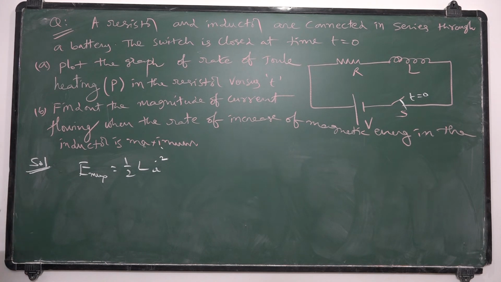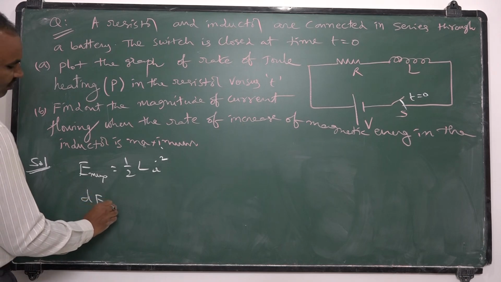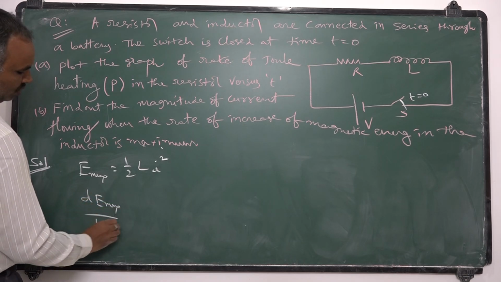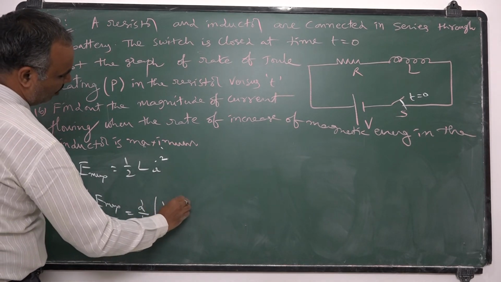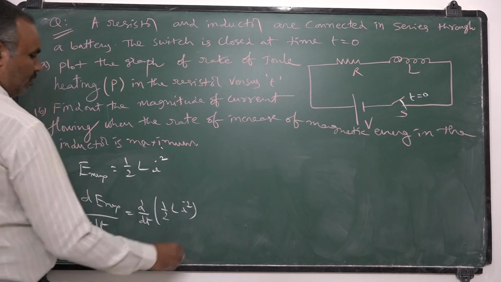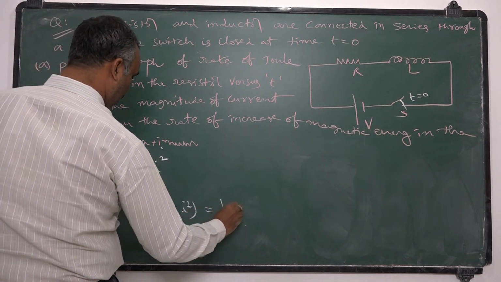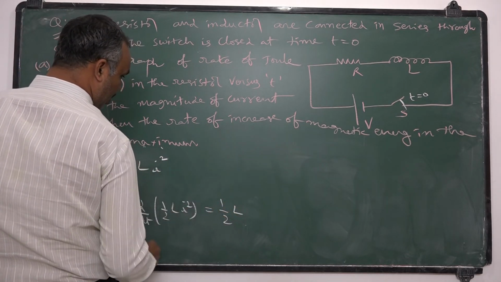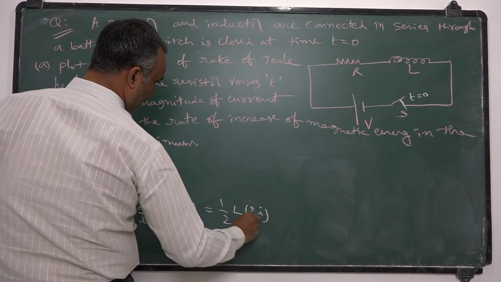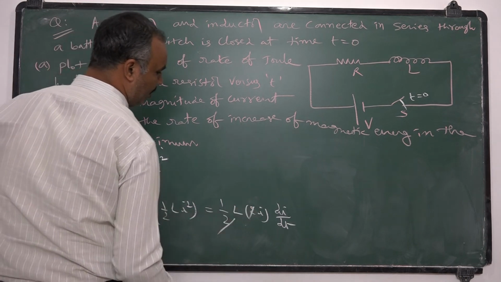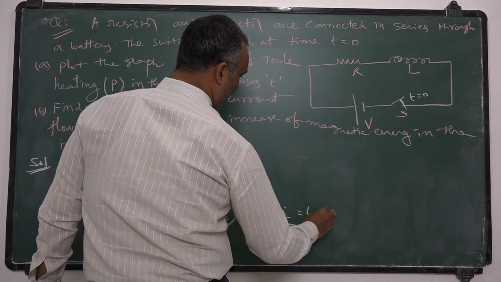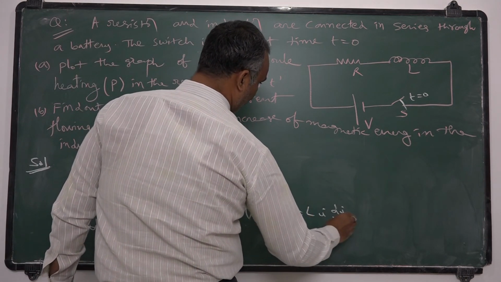The rate of increase of magnetic energy in the inductor should be maximum. Rate of increase of magnetic energy means the rate at which this energy is changing should be maximum. That is d by dt of half L I square. So half L you can take out. The derivative of I square is 2I dI by dt. The 2 gets cancelled, giving L I into dI by dt.